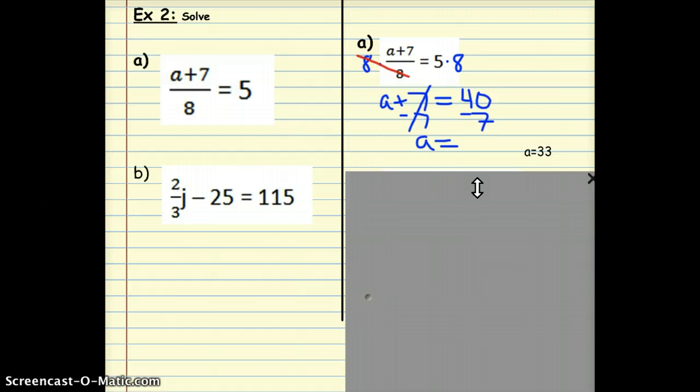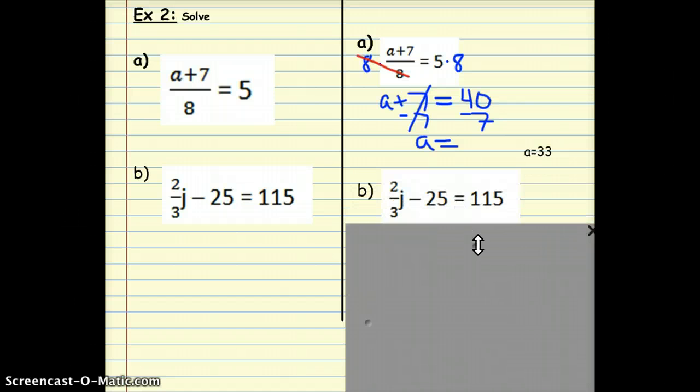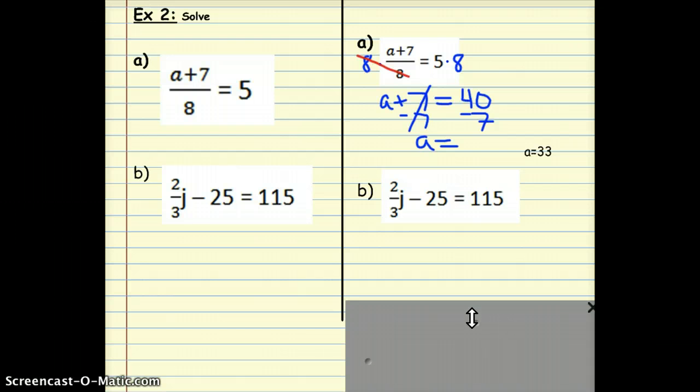Alright, example B has 2/3 j minus 25 equals 115. Again, the whole purpose is to get the variable by itself. We've got this 2/3 j minus 25. Well, let's get rid of this minus 25, so let's add 25 to both sides, and then we'll deal with that fraction. If we add 25 to both sides, these cancel out, and we're left with our 2/3 j on the left-hand side, and on the right-hand side we have 140.